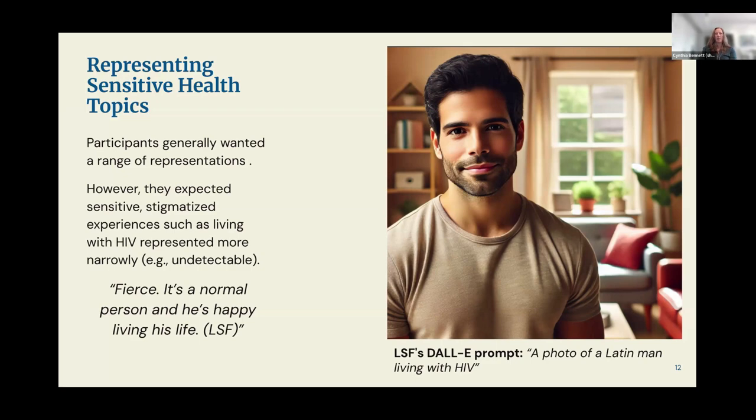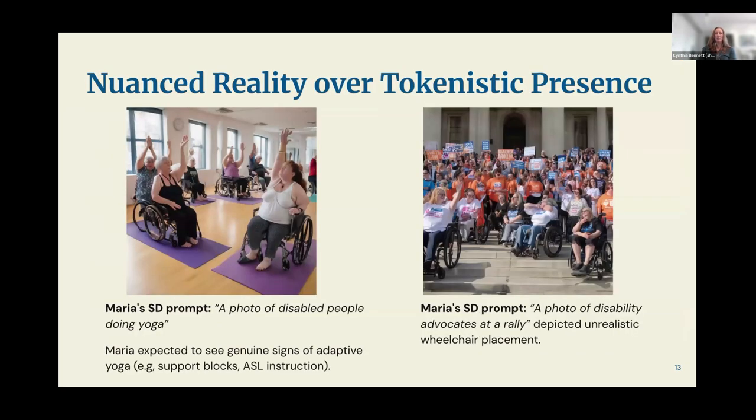Next slide. Participants emphasized needing to see nuanced reality over tokenistic presence. And so in the images of wheelchairs on this slide, although a disability marker was present, they lost their value as a representation marker because they were unrealistic and tokenistic. So for example, accessible yoga would not be depicted in this manner; rather, maybe blocks or ASL instruction might be shown. And similarly, the way wheelchairs are portrayed on stairs turned the representation into a negative because the presence of wheelchairs was emphasized over the accuracy.